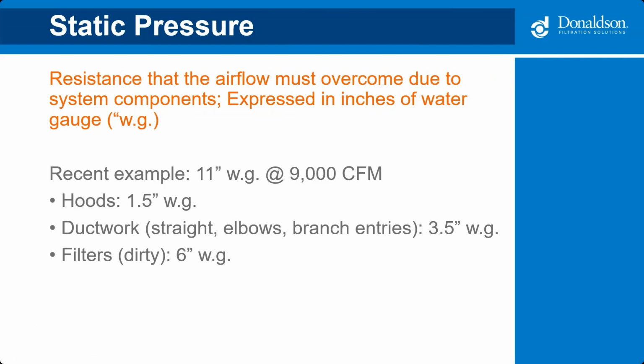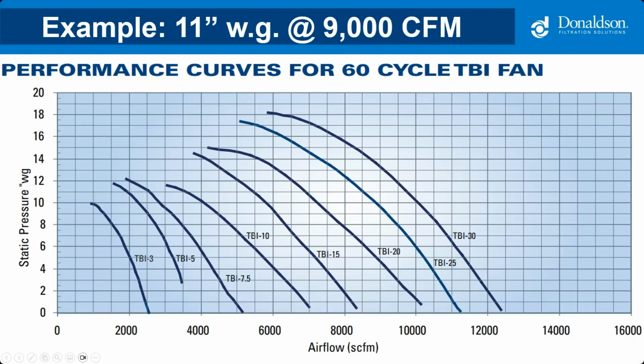Anything over that 6 inches, you're going to start getting material or dust pulled through the filter itself and going through the exhaust. So for this system, we're doing 9,000 CFM at 11 inches. Donaldson has TBI fans. So if you have a fairly simple system, these fans bolt directly to their collectors, very easy to use. So to size this fan, we're going to use the static pressure of 11 inches and the airflow of 9,000 CFM. We're going to line those factors up.